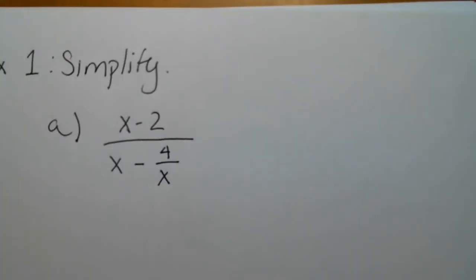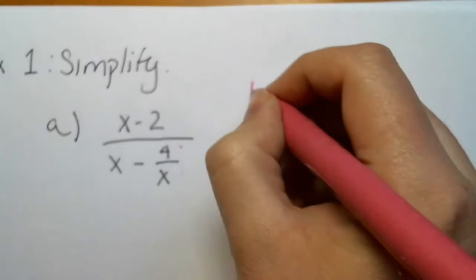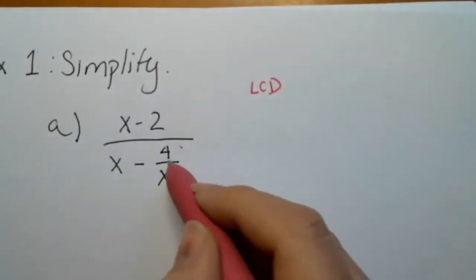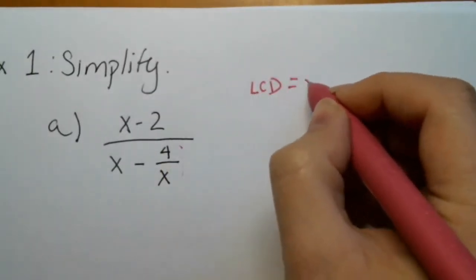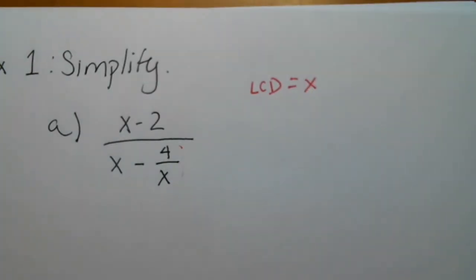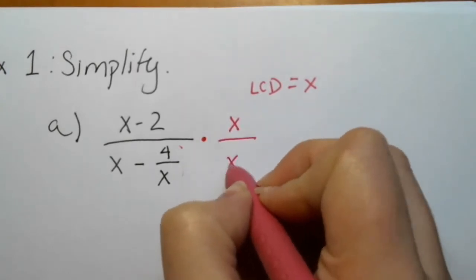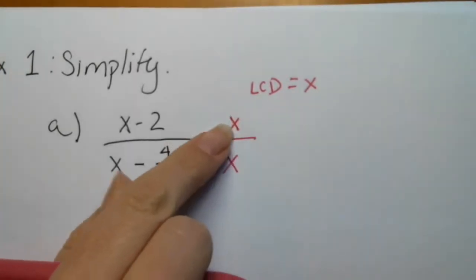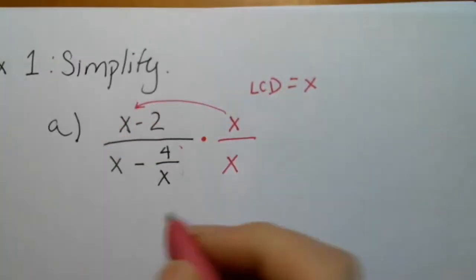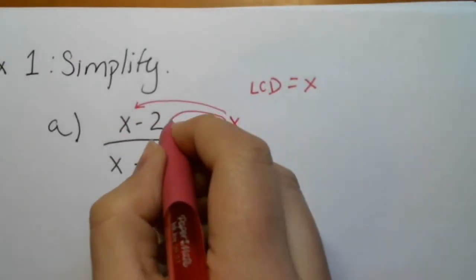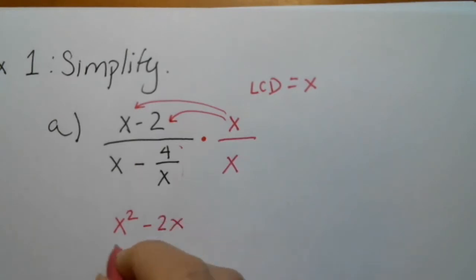Okay, so now when we're looking at this, there's only one small fraction. It's just the 4 over x. So the LCD that we're talking about is the LCD of 4 over x, which is obviously just x. Okay, so when there's only one small fraction like this, you're just using the denominator from that fraction. Okay, so I'm going to multiply by x over x. Okay, and I'm distributing this. So x times x is x squared. X times -2 is -2x.